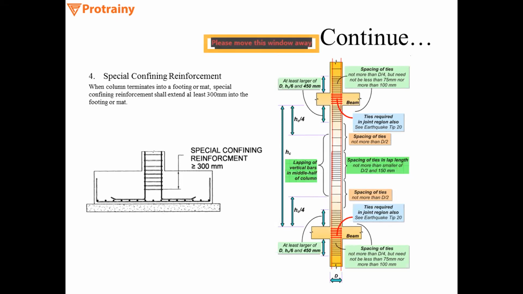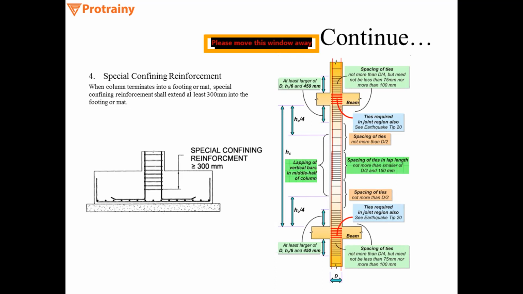At the right end, you can see a whole column with two beam junctions. At the beam face, at a distance of 2D from the beam face, where blue is marked, at least the transverse reinforcement has a spacing of either the minimum dimension of the column, or HC upon 6, or 450 mm, whichever is less.